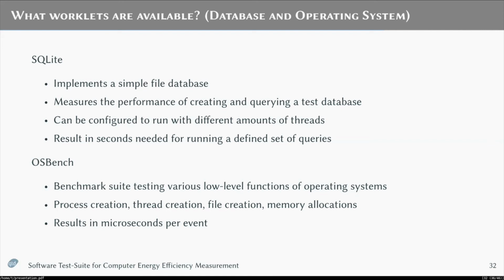queries. There is one worklet based on OSBench, which does test various low-level functions of operating systems. That is, for example, process creation, thread creation, file creation, memory allocations. And it gives you the results in microseconds per event. So, for example, how many microseconds it takes to create a process, or how many microseconds to create a thread, and so on.